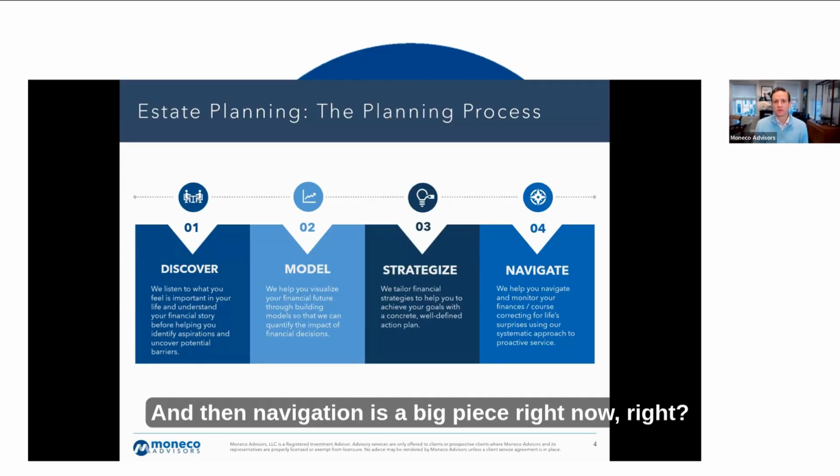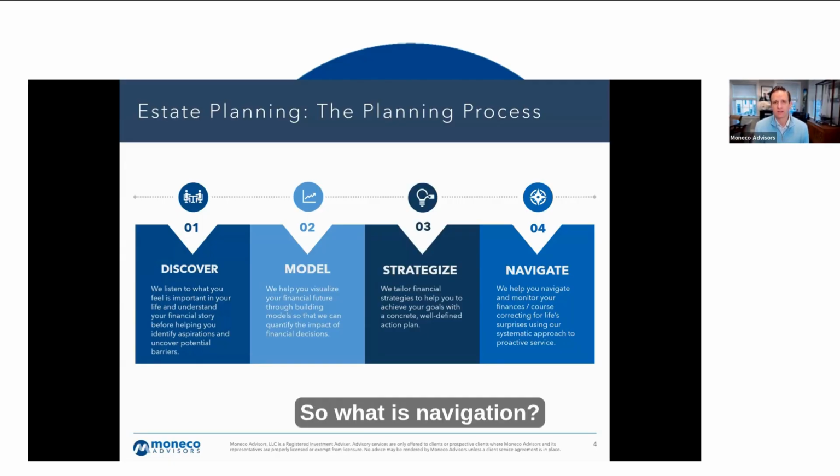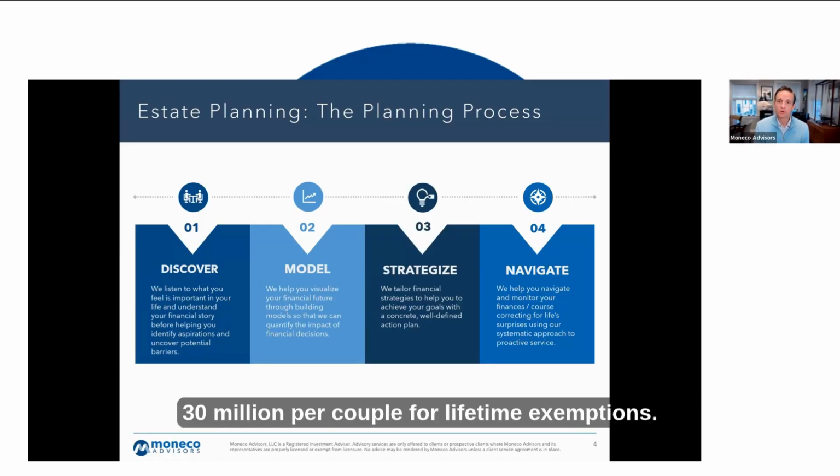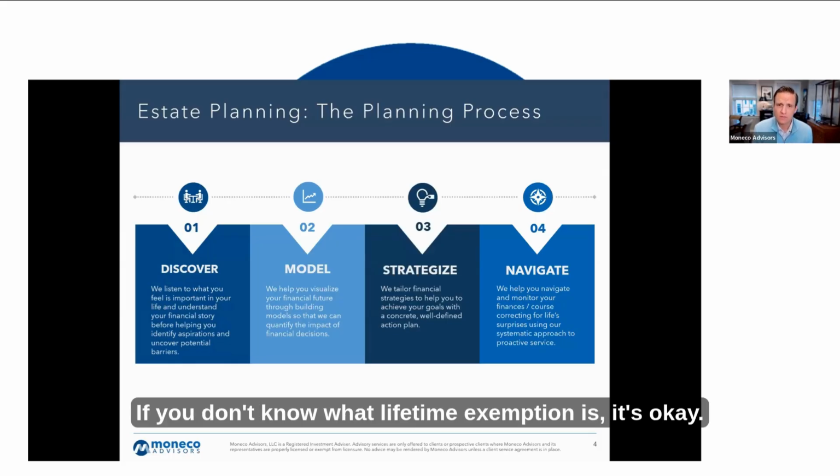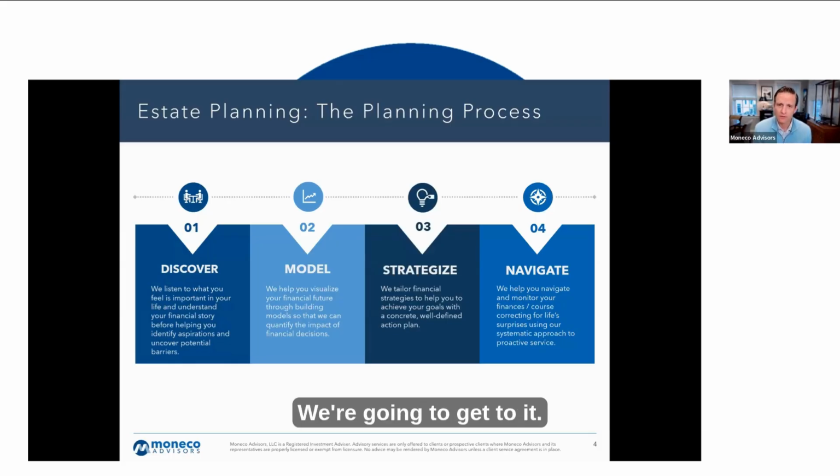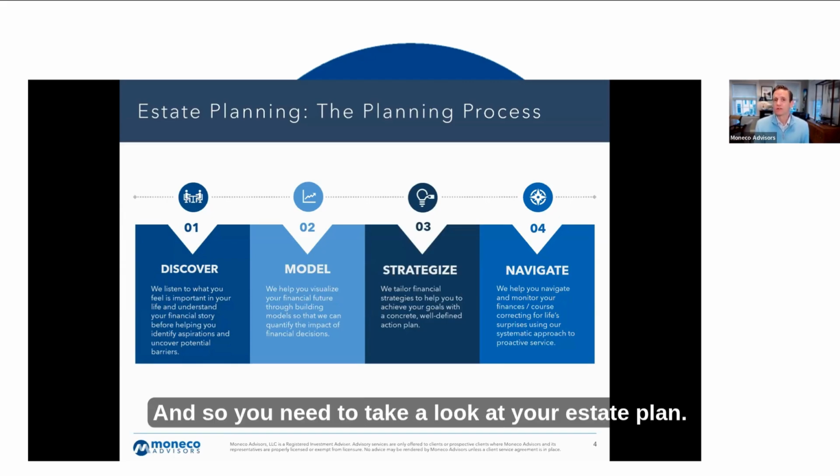And then navigation is a big piece right now, right? What is navigation? That means as things change, what changes do you need to make? So, for example, recently they made changes in legislation that says it's now 15 million or 30 million per couple for lifetime exemptions. If you don't know what a lifetime exemption is, it's okay. We're going to get to it. But that's a change in law that might impact you, and so you need to take a look at your estate plan. So navigation is an important thing as well.